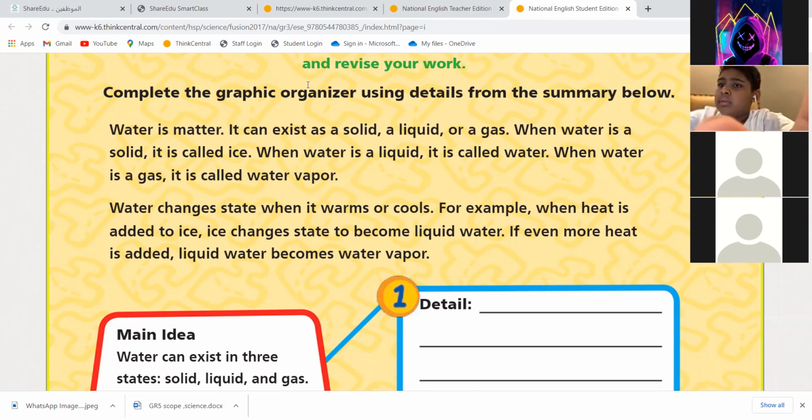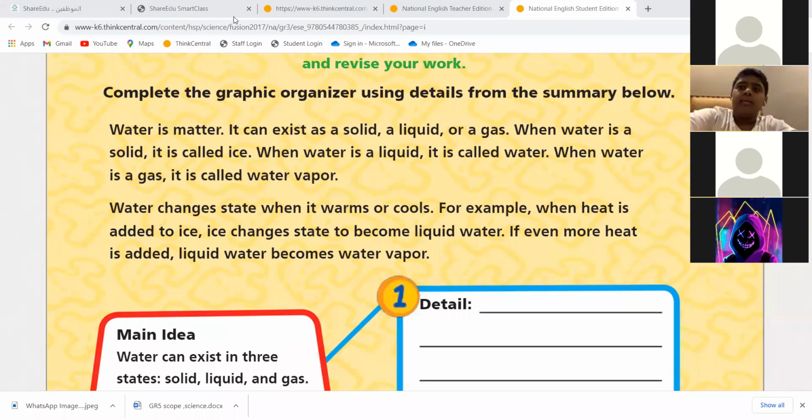You can stop here. Please focus because you are going to answer from this paragraph. Now, how many states of water do you know? It can exist in solid, liquid, or gas. And solid, we call it ice. Okay, and liquid water can be water that we drink, and then we call it water. When water is gas, we call it water vapor.